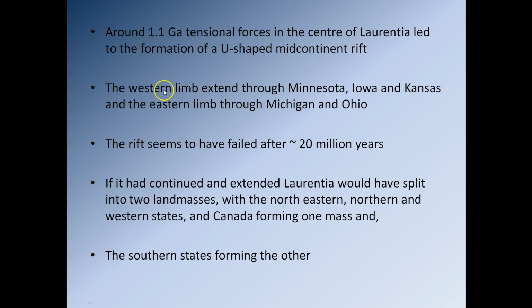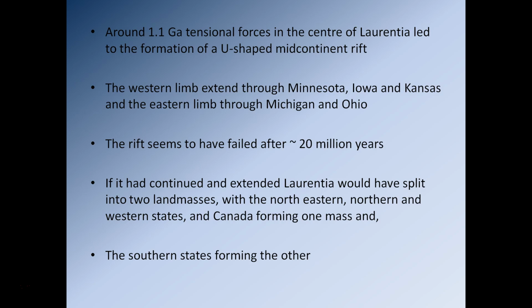So around 1.1 billion years ago, we begin to see tensional forces in the center of Laurentia leading to the formation of a U-shaped mid-continent rift. So around 1.1 billion years ago, we actually have the start of a Wilson cycle. Essentially, the eastern third of Laurentia is trying to rip itself off the central portion and western part of Laurentia.